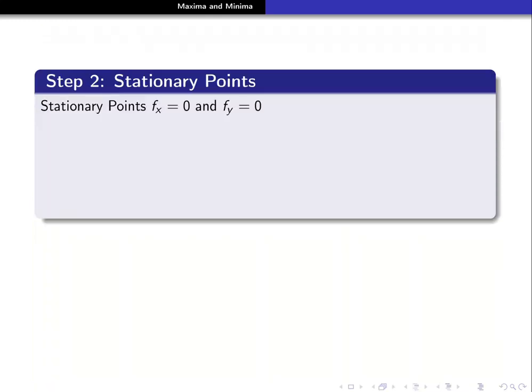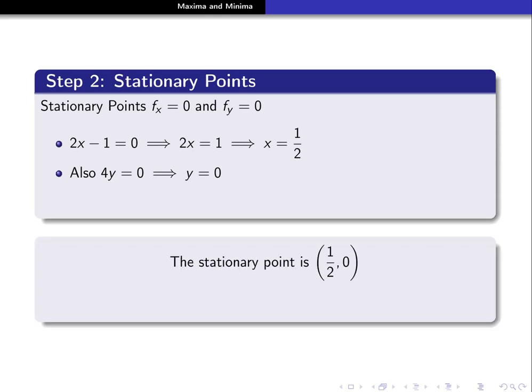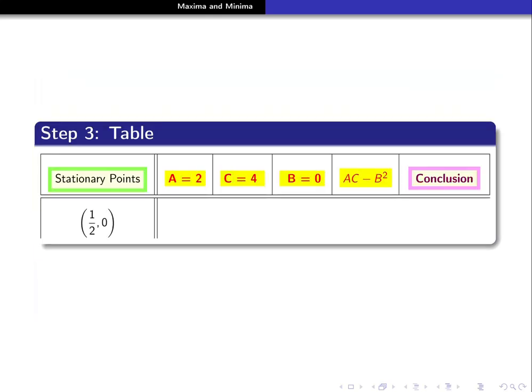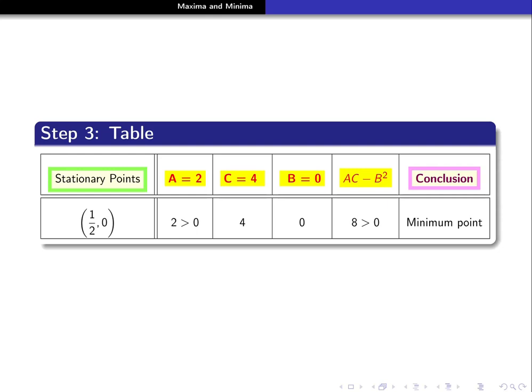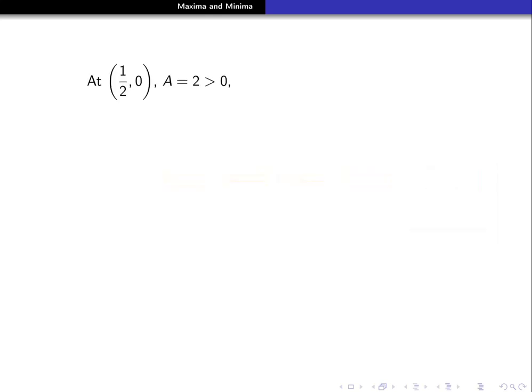Equating fx and fy to 0. So equating fx equal to 0, we will get x is equal to 1 by 2. For fy is equal to 0, we will get y is equal to 0. Therefore the stationary point is (1 by 2, 0). Therefore we can replace x is equal to 1 by 2 and y is equal to 0. We will get A is positive and AC minus B square is positive. It is a minimum point. Therefore at (1 by 2, 0) is the minimum point.